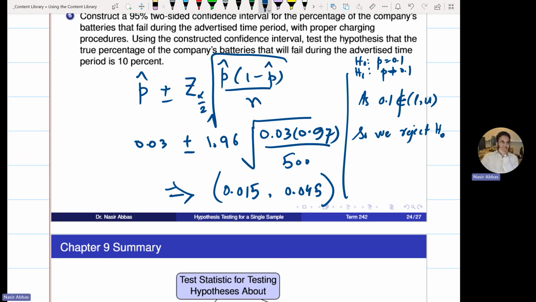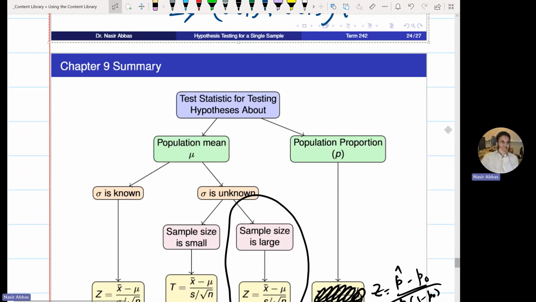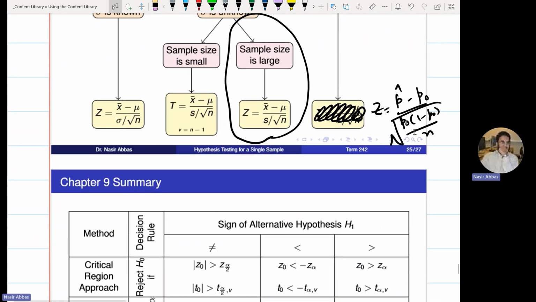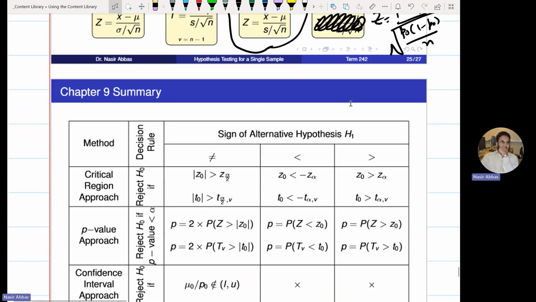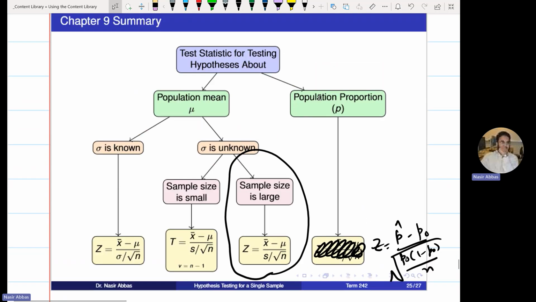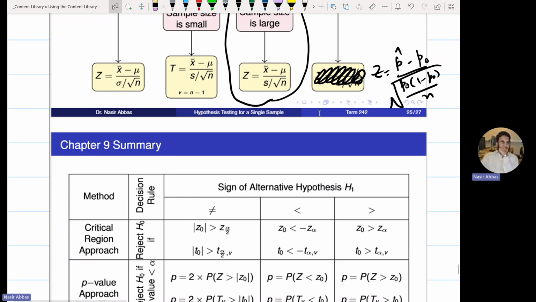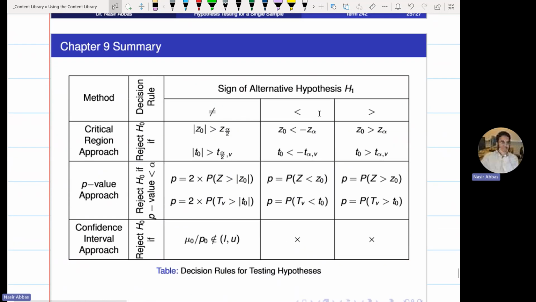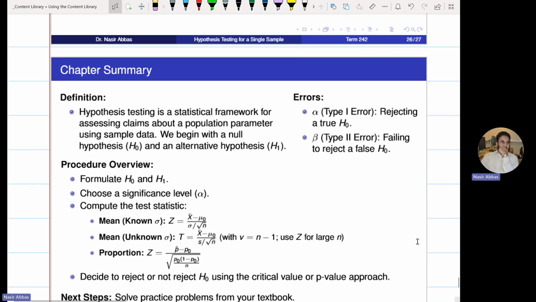Again, before solving any questions, I want you to go through the last 3 slides of this chapter. I will correct this slide and post the corrected one again. The last 3 slides contain 2 pictures. One picture gives you a map of choosing the correct test statistic, and the second table, once you choose the correct test statistic, tells you how to write down the expression for the p-value or the rejection region. So go through these 2 slides, then read the summary of this one.